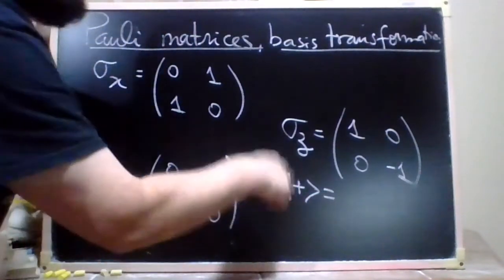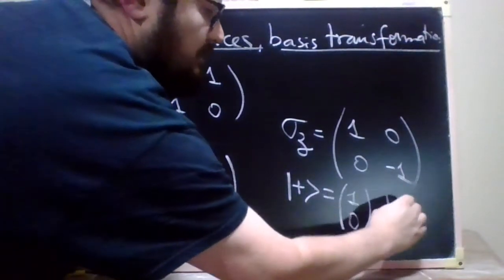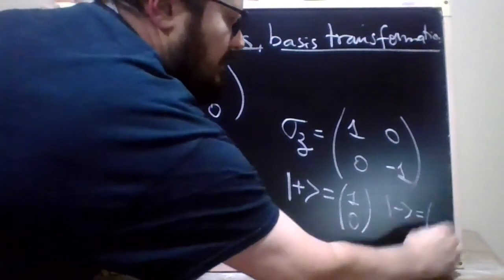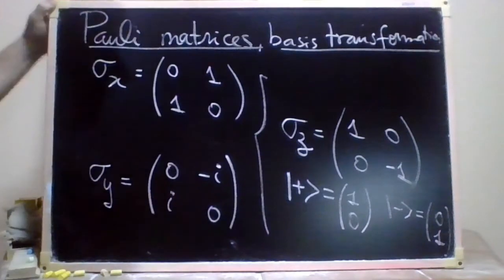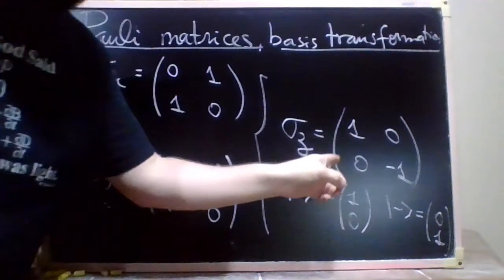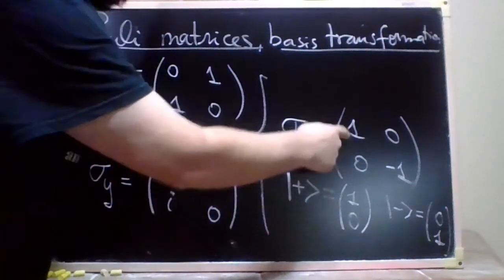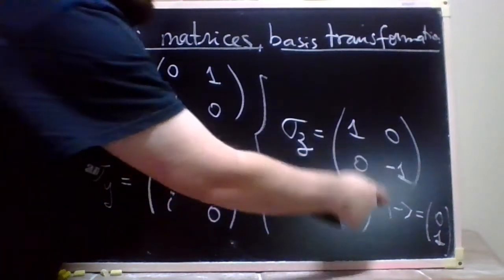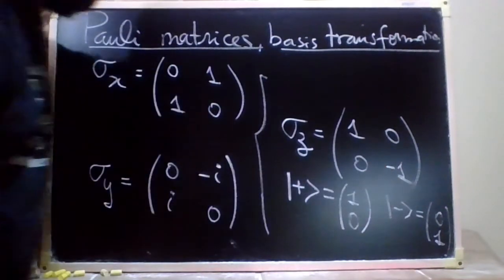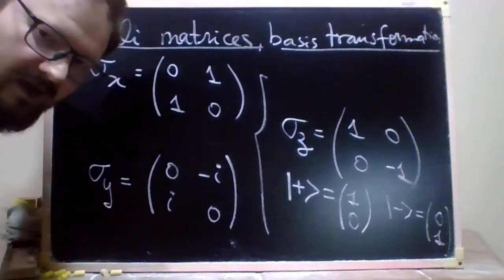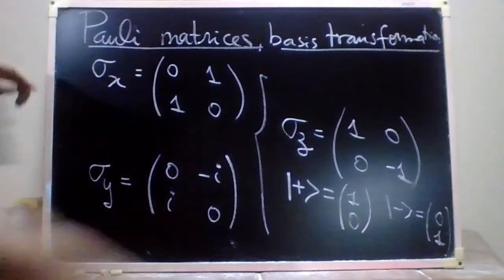The plus or the up state is (1, 0). The down state or minus is (0, 1). It's pretty obvious here. And there are two eigenvalues, plus and minus 1. The plus 1 corresponds to this eigenvector. The minus 1 corresponds to that eigenvector. All right? I guess you can see it clearly.